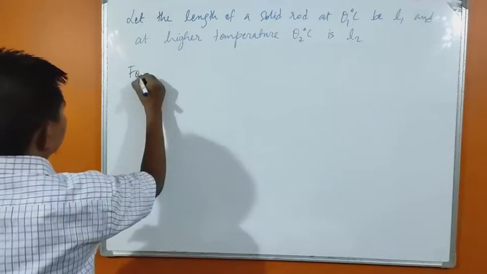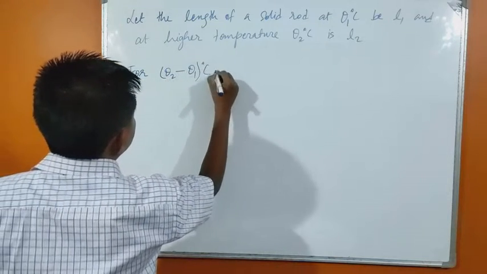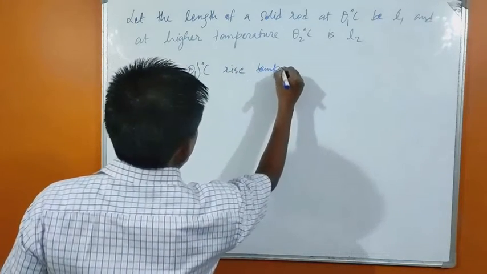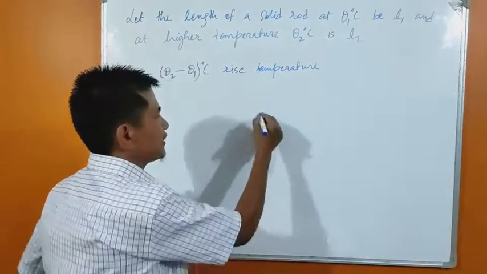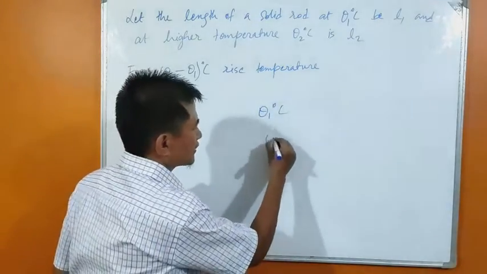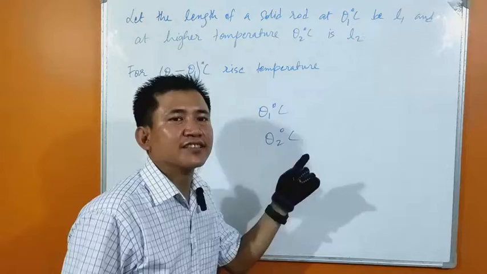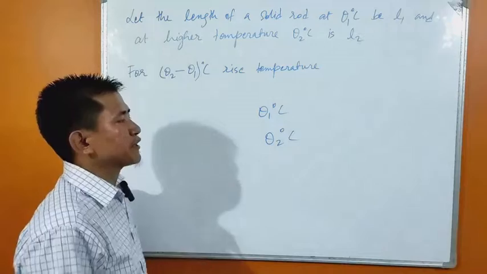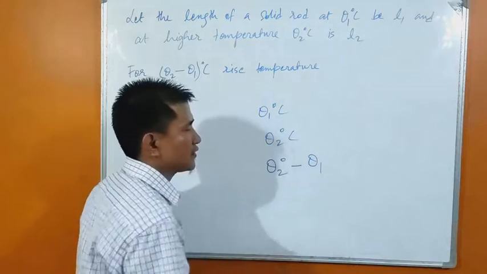For theta 2 minus theta 1 degree Celsius rise in temperature. Previously, the temperature was theta 1 degree Celsius. Now, the new temperature is theta 2 degree Celsius, and theta 2 is a higher temperature than theta 1. So, how much is the rise in temperature? How much has the temperature increased? Theta 2 degree Celsius minus theta 1 degree Celsius, isn't it?